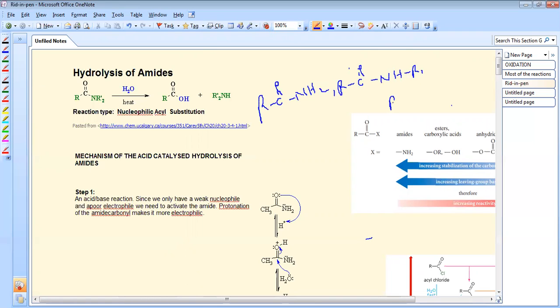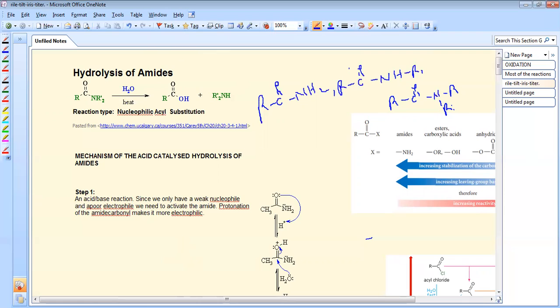This is N, R comma R dialkyl amide. So we have three different types of amides. This is amide, this is N substituted amide, and this is N disubstituted amide. Okay, so here he has taken disubstituted amides for hydrolysis of amides.